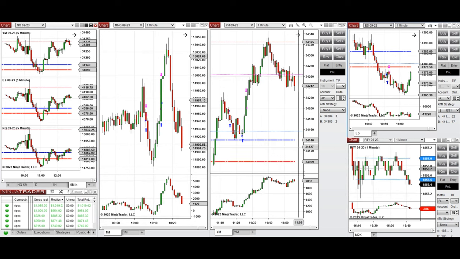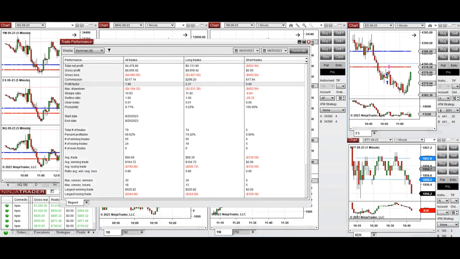And all these signals were copied by copy trader to multiple Apex Trader Funds accounts, and the result was positive. As you see, the profit factor was about 2 with a 70% win rate from all positions taken.